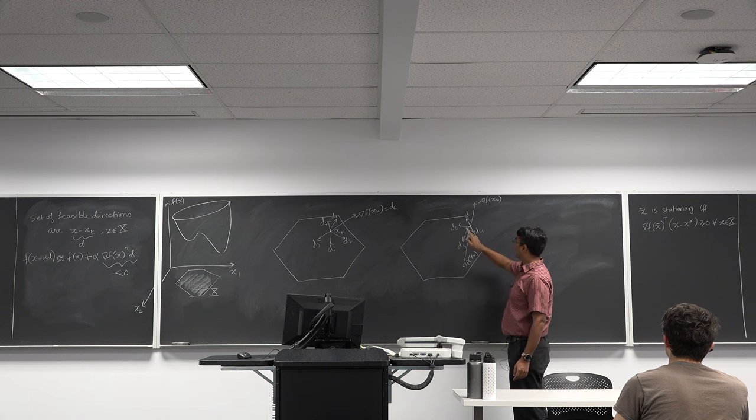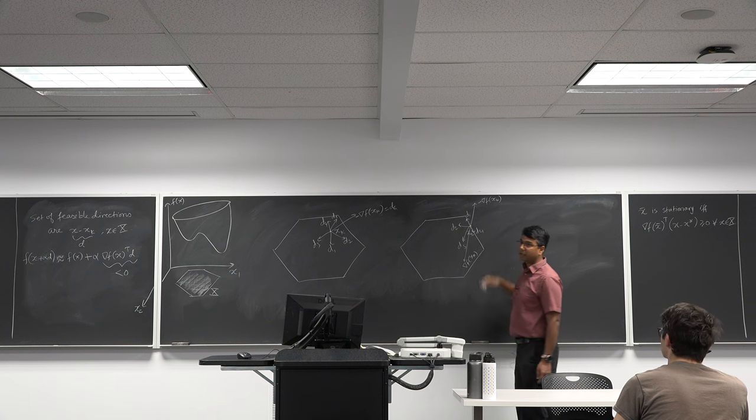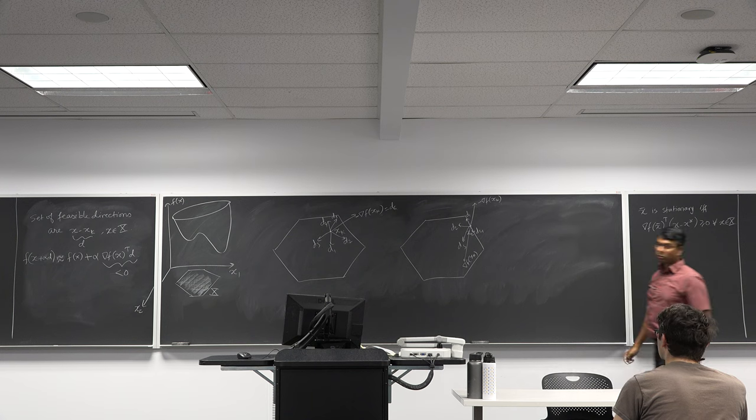And the other reason why he said he wants to take d1 is so that if I slide in this direction, I don't go outside the set. OK, so those are the two reasons why he wants to take d1. Any other thoughts? Yes. Question. OK, question, yeah.